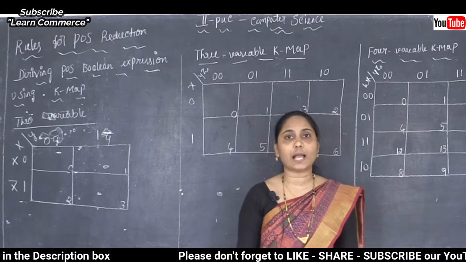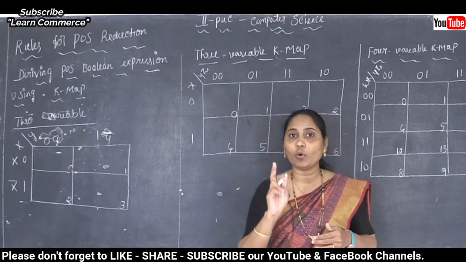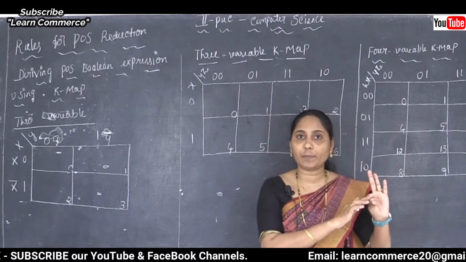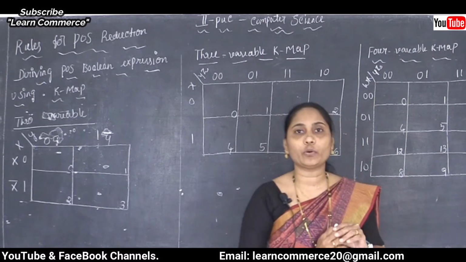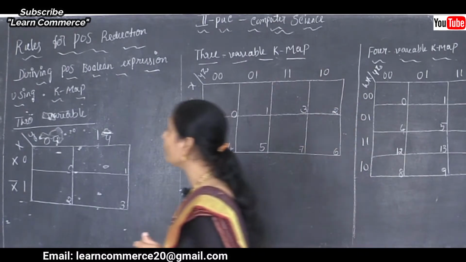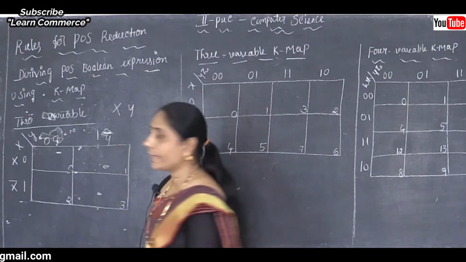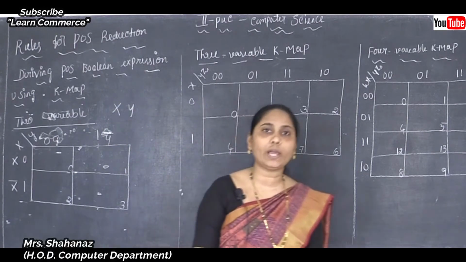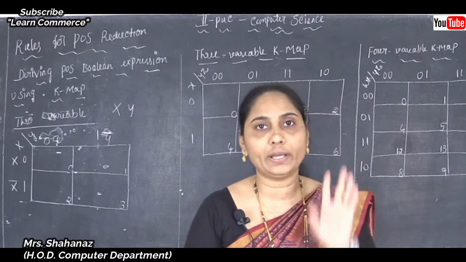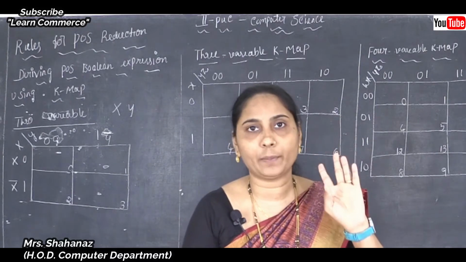In this class I am going to tell how to use the 2 variable K-map in POS reduction, then the 3 variable K-map, and also the 4 variable K-map. For the 2 variable K-map, the variable names are X and Y, or you can take them as A and B. 2 variables are there here.